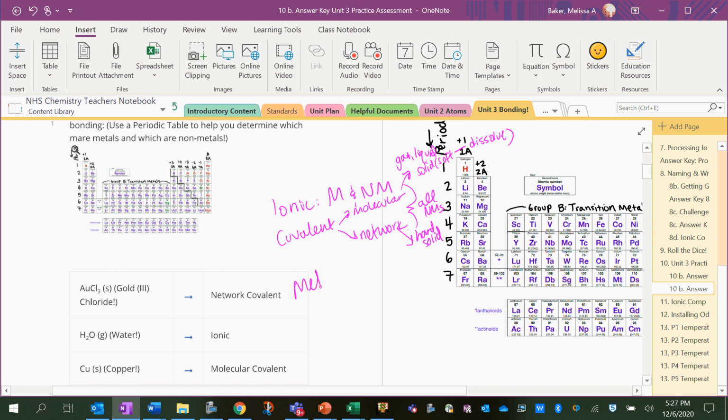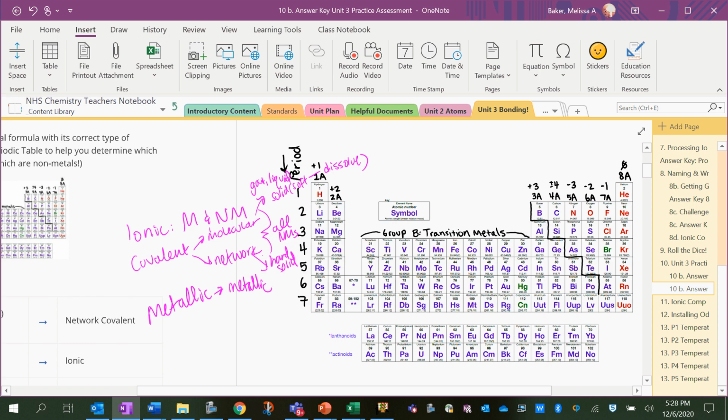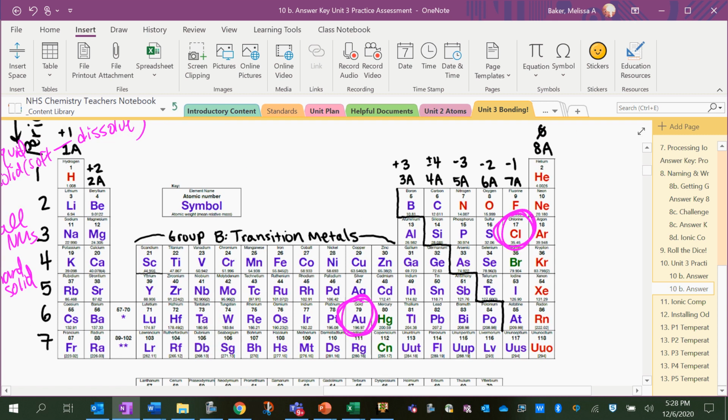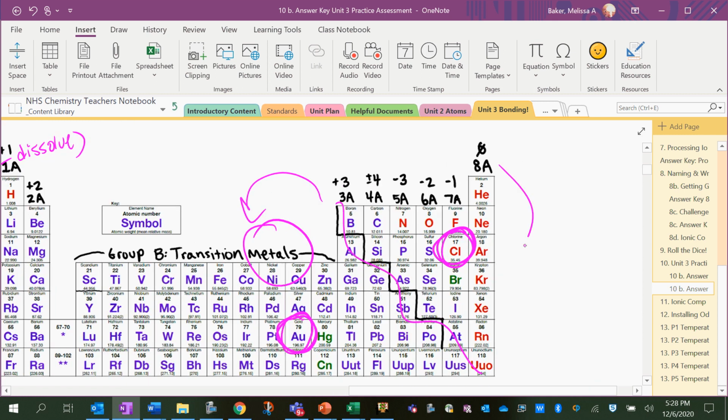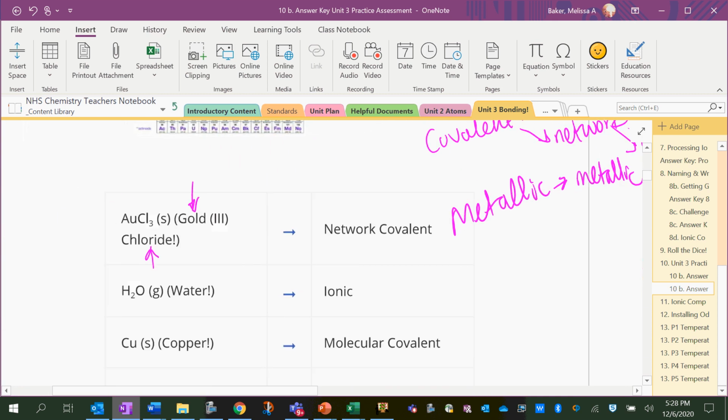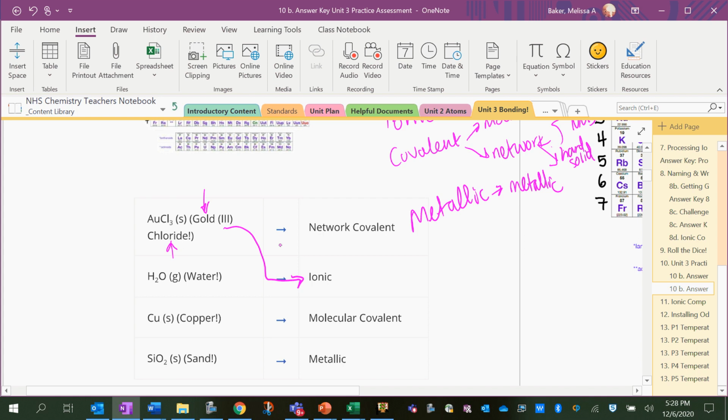And then finally, there's metallic bonding, which is made of all metal atoms. So that's how you tell the difference between the types of bonding. So for this first one, gold 3 chloride, we look at the locations. To the left of the zigzag, we have gold, and to the right of the zigzag, we have chlorine. Anything to the left of the zigzag is a metal, and anything to the right of the zigzag is a nonmetal. So the answer would be gold 3 chloride. That would go with the ionic bond.